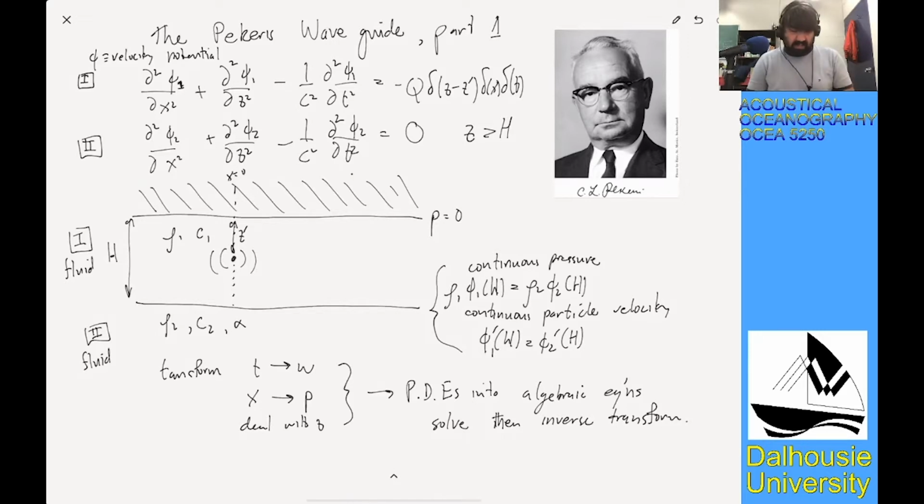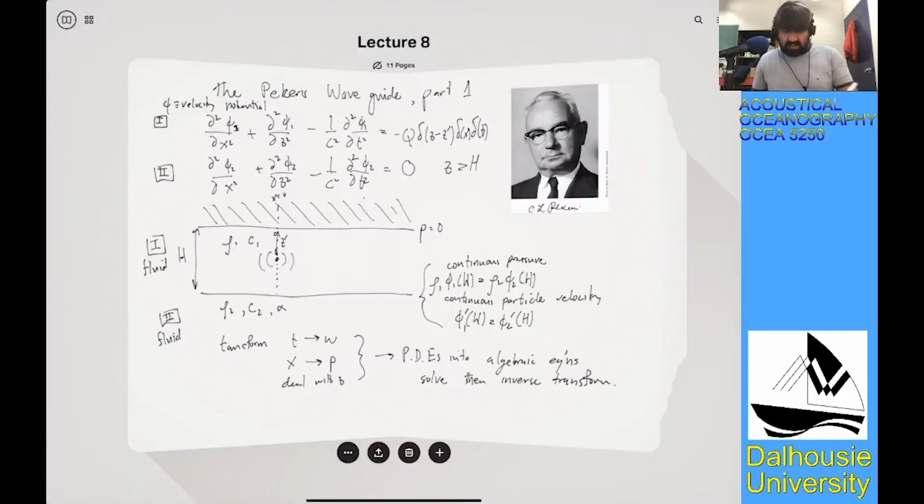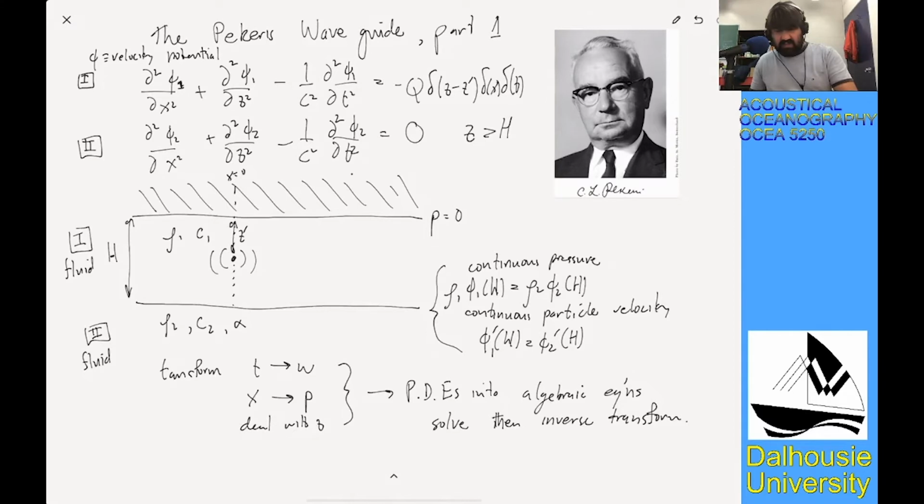Okay, so that's the recipe. Seems pretty straightforward, so let's just do it. Oh, by the way, look at this nice picture here. This is a picture of Pekeris himself. And we're not following his solution exactly. I think this is a little bit easier solution.